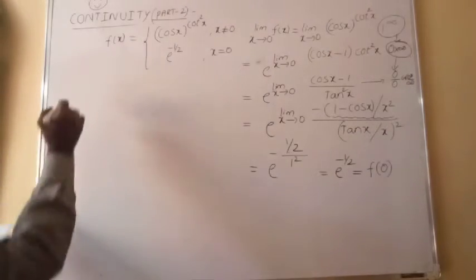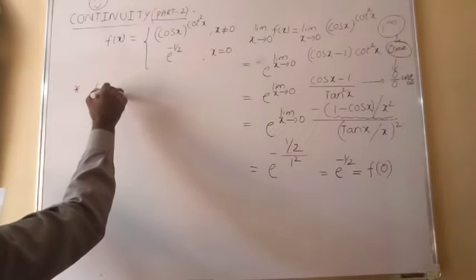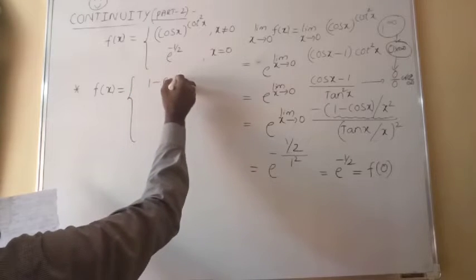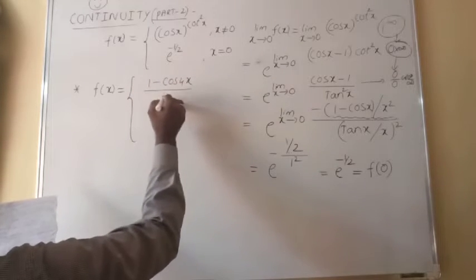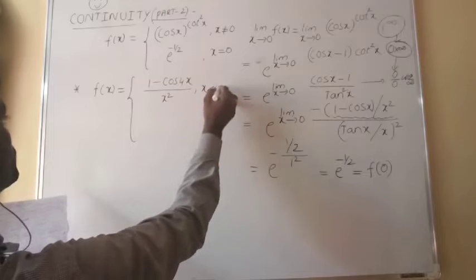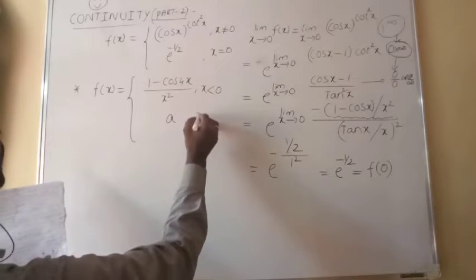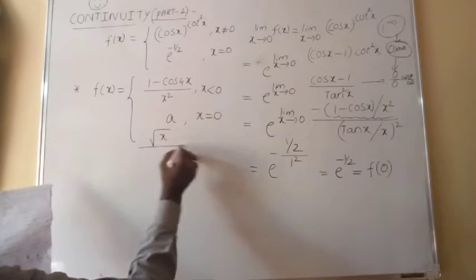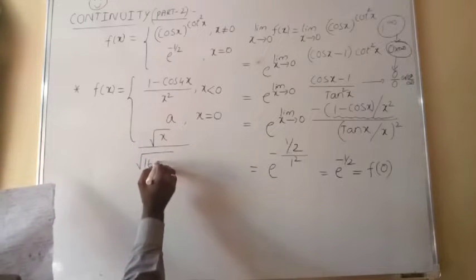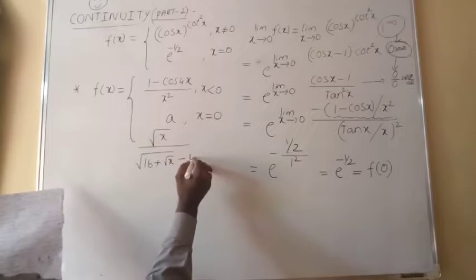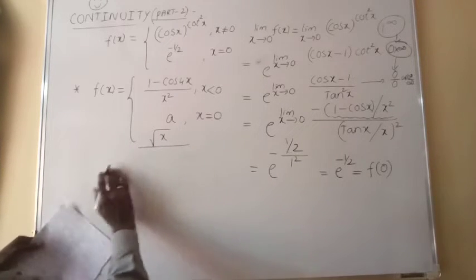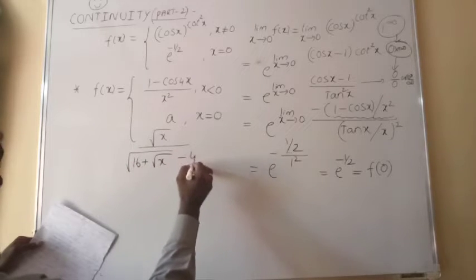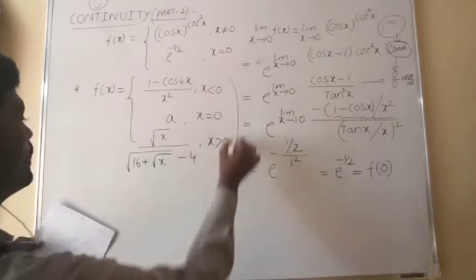Next to this is you take homework. f of x is equal to (1 minus cos 4x) by x square when x less than 0, and it is a when x is equal to 0, and it is root x by (square root of 16 plus root x minus 4) for x greater than 0.